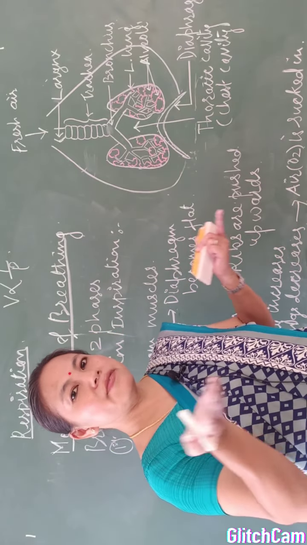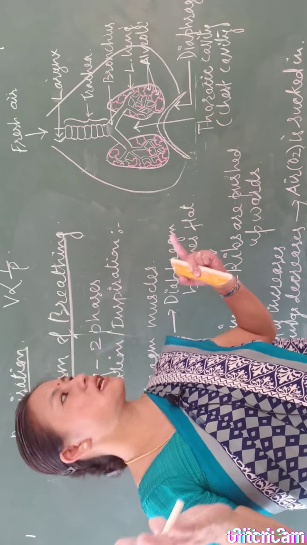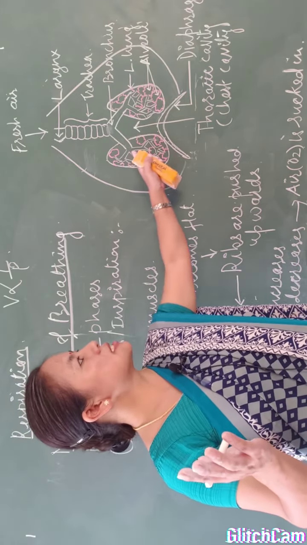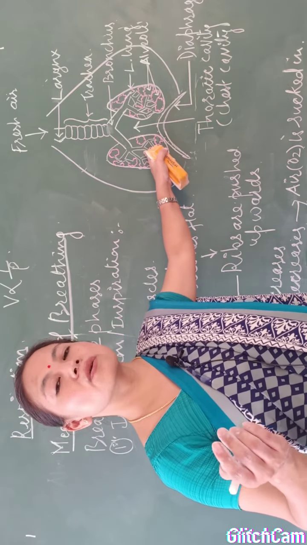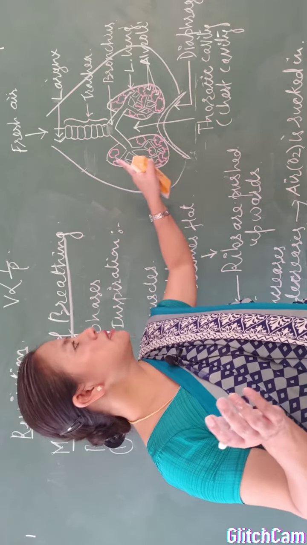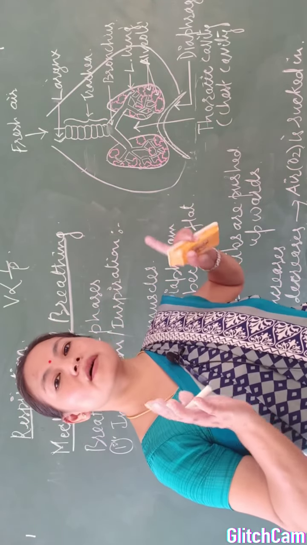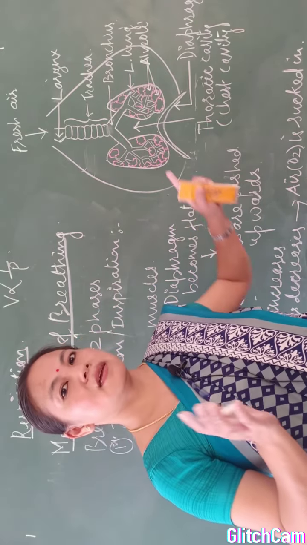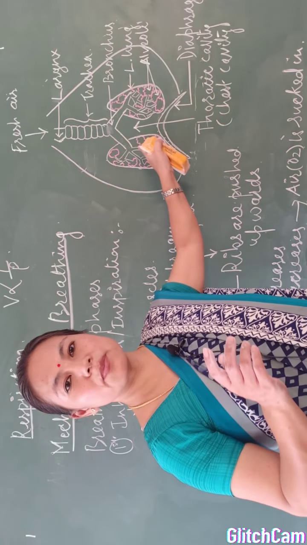When the ribs are lifted up, the volume or the space inside the chest cavity increases. When the chest cavity's space increases, the pressure inside the lungs will decrease, because volume is inversely proportional to pressure.